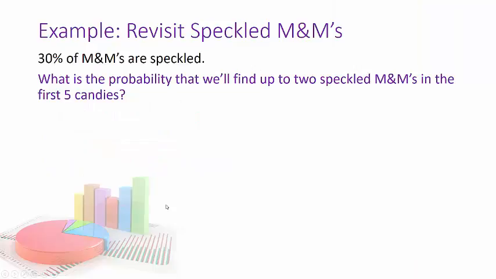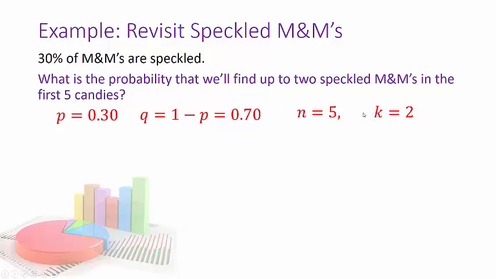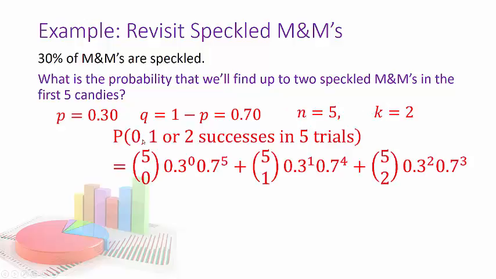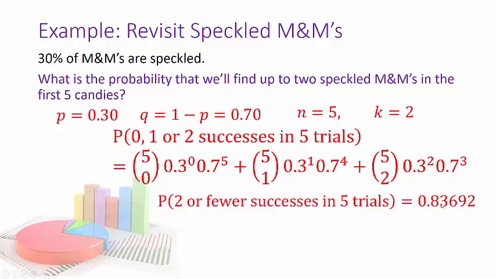All right, let's go ahead and keep on with this speckled M&M problem. What is the probability we'll find up to 2 speckled M&Ms in the first 5 candies? So it's still the same probabilities here. n is still 5 and k is 2. But now I'm doing probability of 0, 1, or 2 successes in 5 trials because we said up to 2 speckled M&Ms. So I could do all this, and if I calculate it out, I'll get 0.83692.